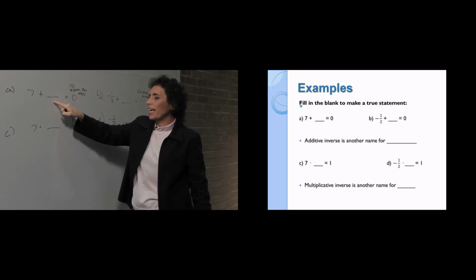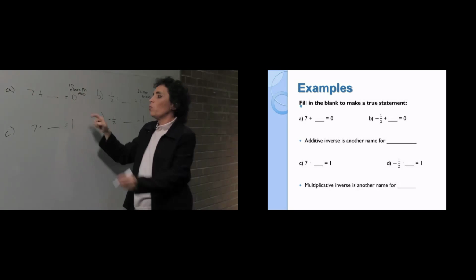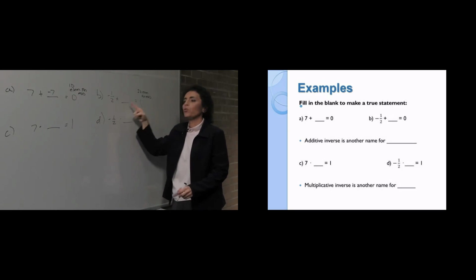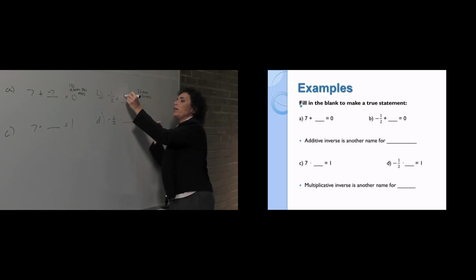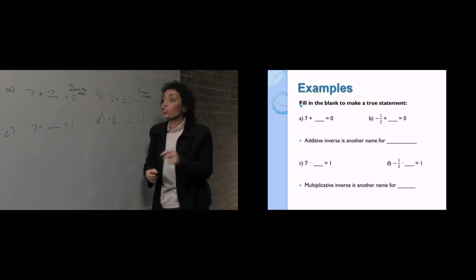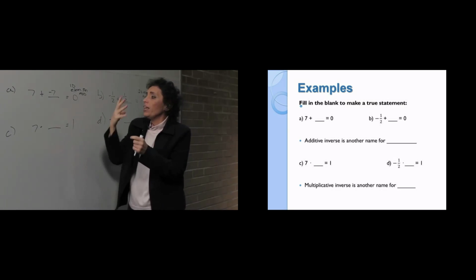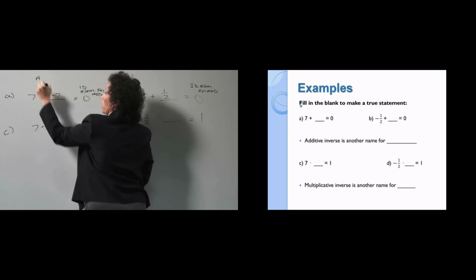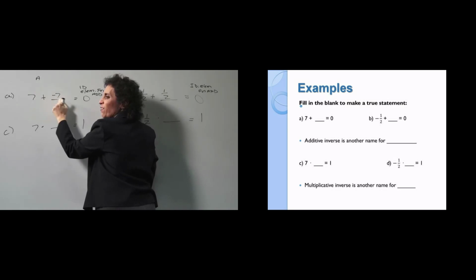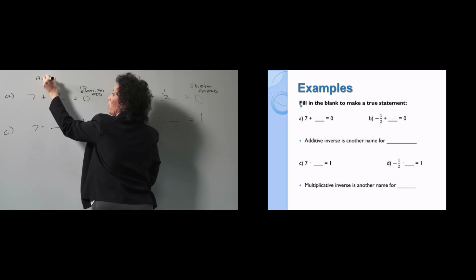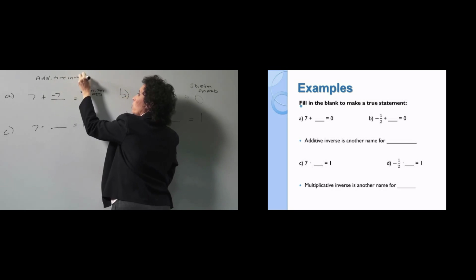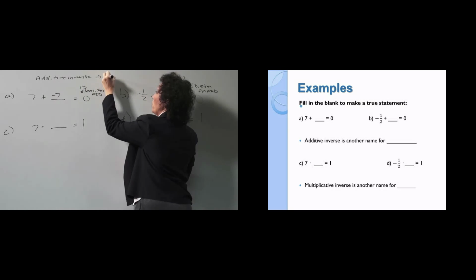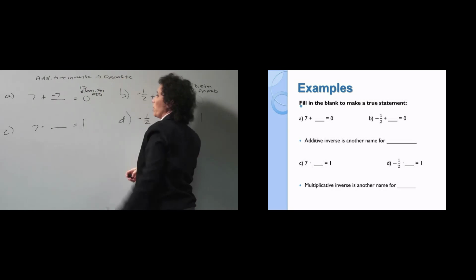Okay? So what can I add to 7 to get back to 0? Well, that would be -7. What could I add to -1/2 to get back to 0, the identity element? That would be 1/2. There is actually another name for the additive inverse. What is another name for additive inverse? It is opposite. Right? We know that word. Same thing.